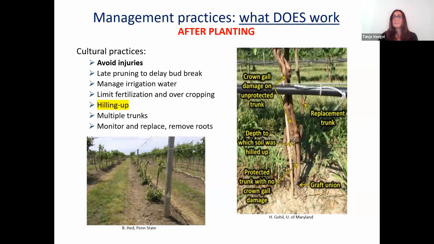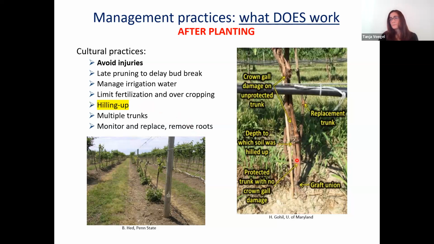So there are a few other things that can be done, and this is after planting. So the number one is avoid any type of injuries, because that's where the infection occurs. Late pruning to delay bud break can be done. Irrigation water and fertilization should be managed, especially late in the season, to avoid a lot of vegetative growth late in the season. And then hilling up, that's something that's been done a lot in Ontario, not so much here in BC. And that involves hilling up the soil around the graft union in fall. So this photo here, for example, shows that the soil for this vine was hilled up until this arrow.